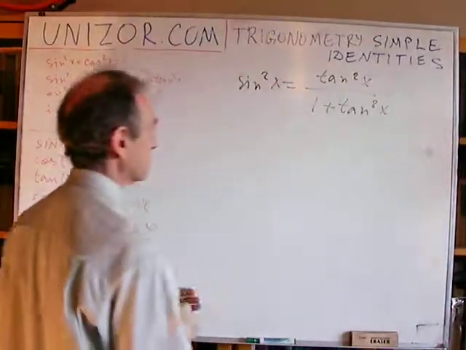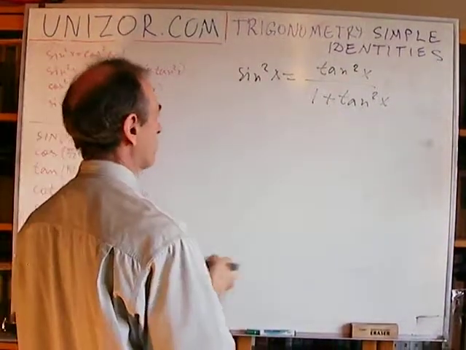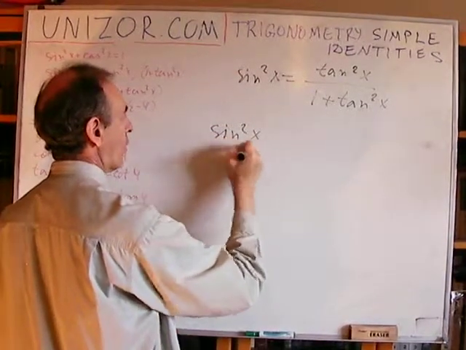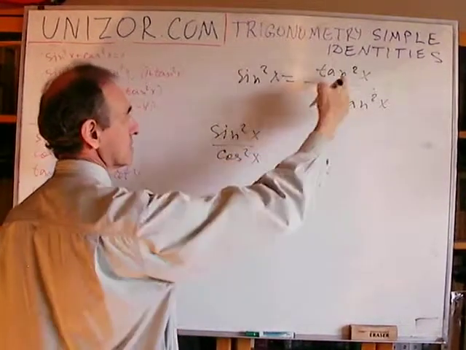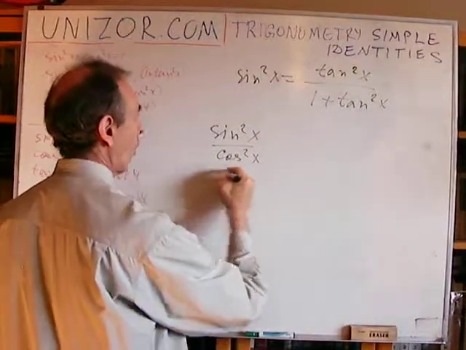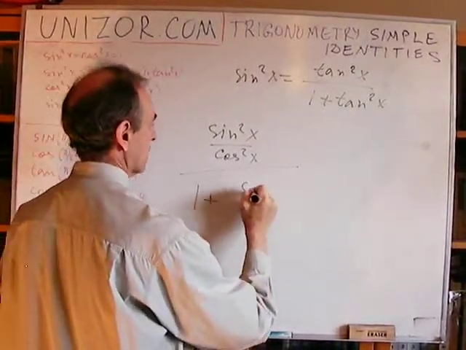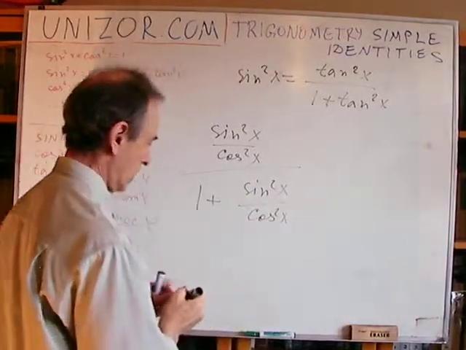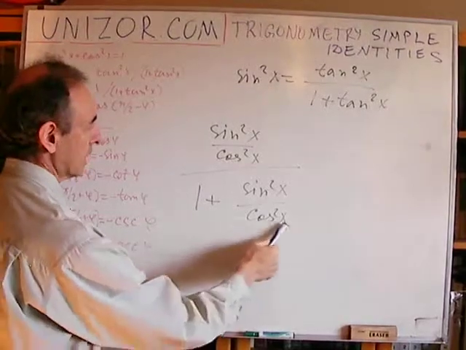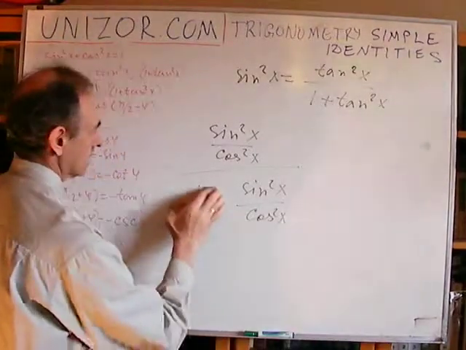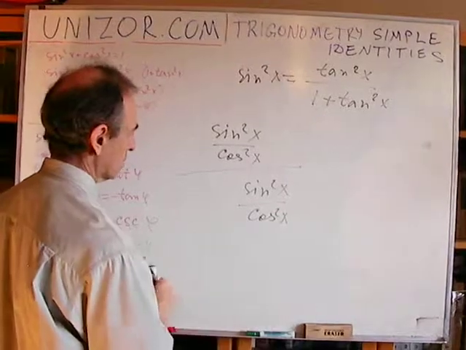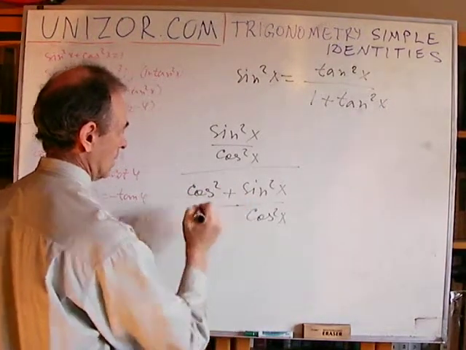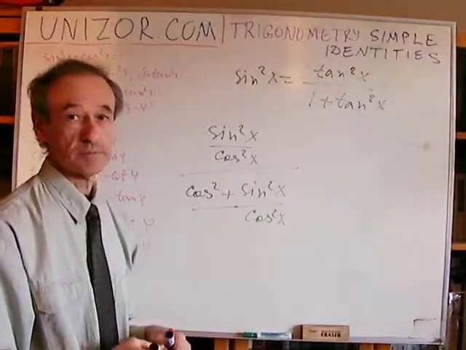Everything depends on the definition of tangent. Let's go to the right spot. Now, from the definition of tangent, this is sine square over cosine square. That's the tangent square, right? Over 1 plus sine square over cosine square. Well, we can use the common denominator, which is cosine square, and instead of this, we can write this. Right? That's the same thing.